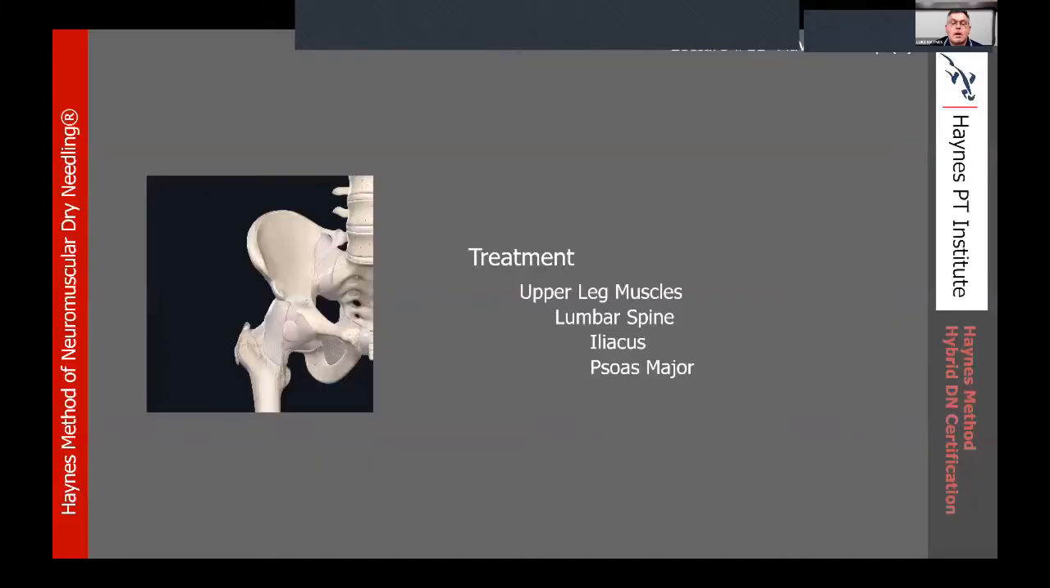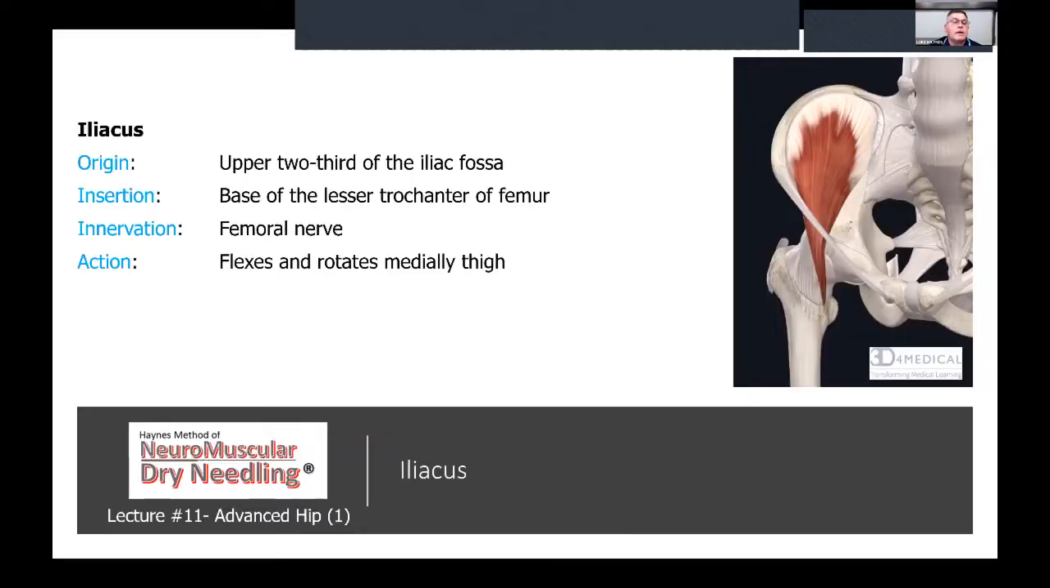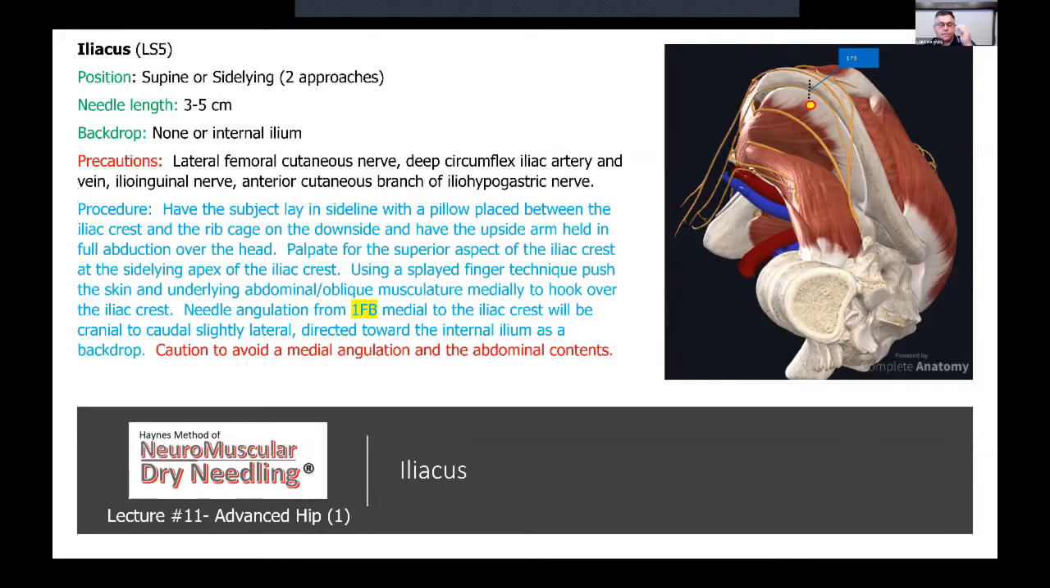So let's come back. Here we're going to look at the dry needling of the iliacus and psoas major. So iliacus, we'll look at this in a couple of different ways. Here for iliacus, we'll do this either in supine or sideline. Here we're going to do this first in the sideline position. Needle length will be a minimum of 3 up to 5 centimeters. Backdrop is none or the internal ilium. Precautions here, definitely the lateral femoral cutaneous nerve, the deep circumflex iliac artery and vein, the ilioinguinal nerve, and the anterior branch of the iliohypogastric nerve.